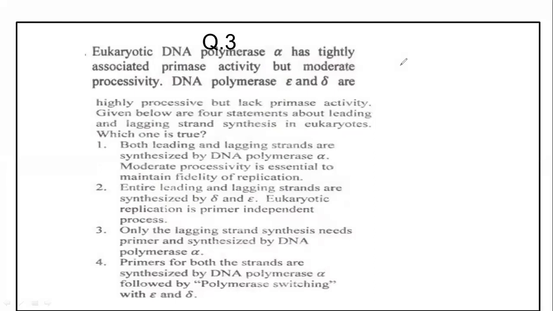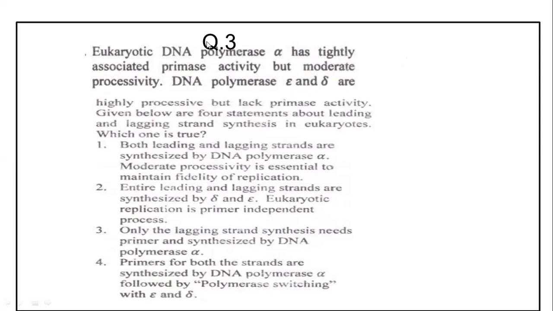Now coming to question number 3. Eukaryotic polymerase alpha is tightly associated with primase activity but has moderate processivity. DNA polymerase epsilon and delta are highly processive but lack primase activity, right? You all know that DNA polymerase alpha has both primase as well as polymerase activity. DNA polymerase alpha has low processivity.